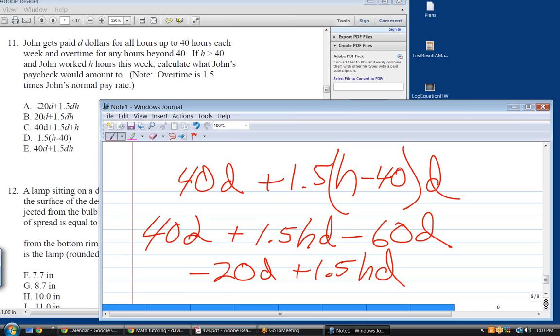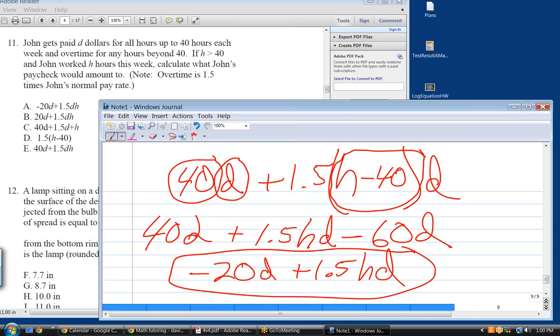That's A. Okay. In other words, there's 40 hours and he makes D dollars per hour. And there's this many overtime hours. And he gets 1.5 D for each of those overtime hours. So that's why you have to multiply this second term by D also. Then just simplify. Once you simplify, you get the answer they have on there.